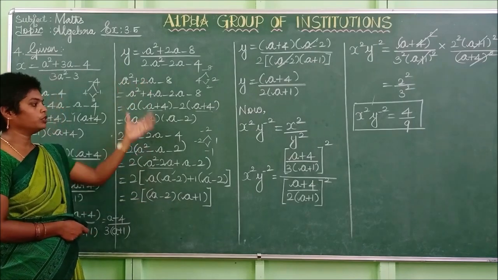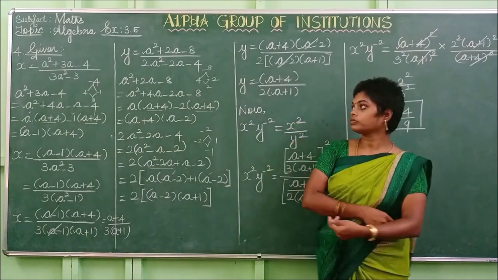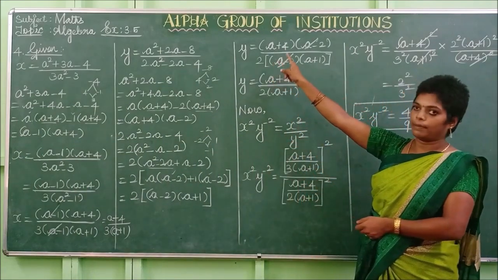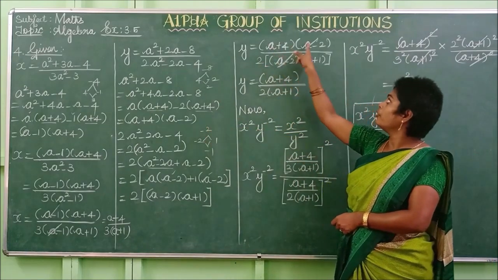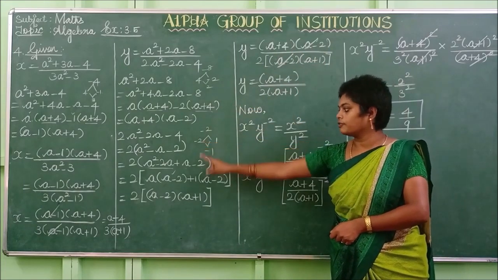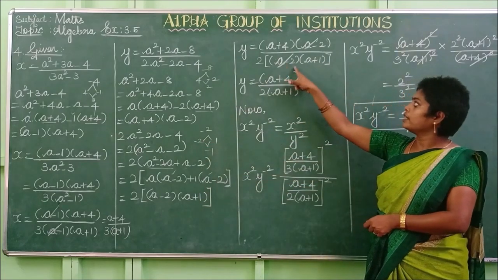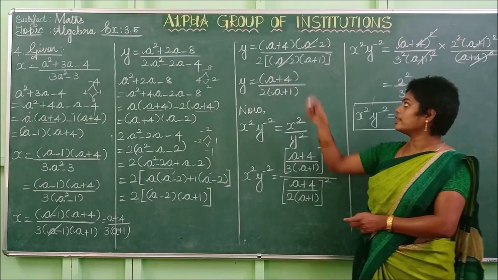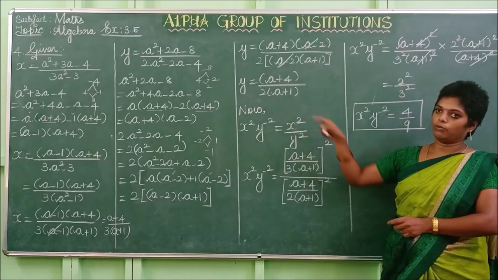Then now you substitute these values in y. So our y is equal to: the numerator is a squared plus 2a minus 8, whose factors are a plus 4 into a minus 2. The denominator 2a squared minus 2a minus 4 is equal to 2 into a minus 2 into a plus 1. This a minus 2 and a minus 2 get cancelled. What is the remaining term? A plus 4 divided by 2 into a plus 1.